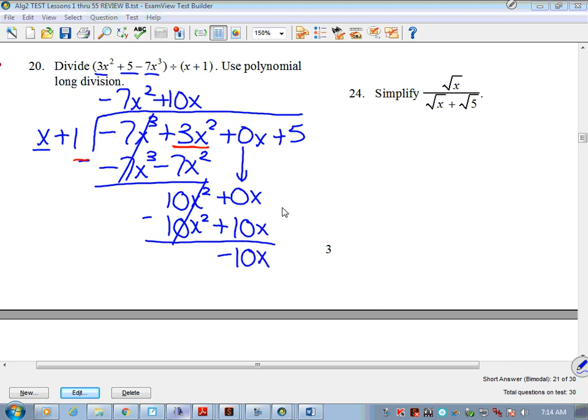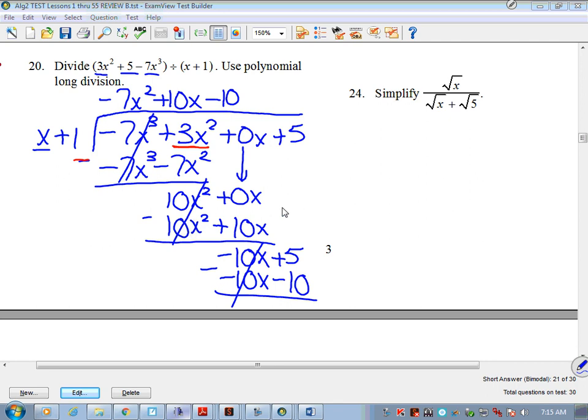Okay, and then we'll bring down our positive 5. To get x into negative 10x, we'd multiply it by just negative 10. That's going to give me negative 10x, and negative 10 times positive 1 is negative 10. My negative 10x's cancel out. Okay, don't forget to put our subtraction out front.